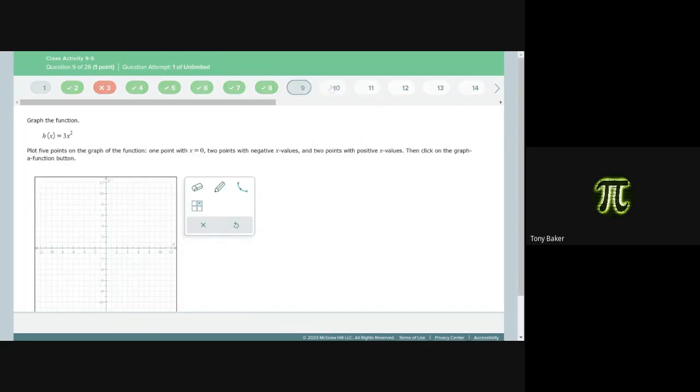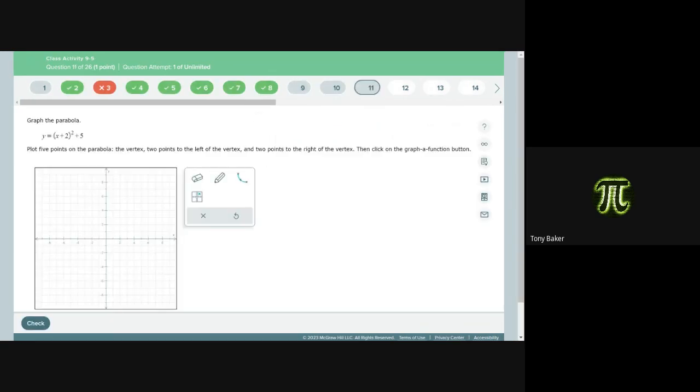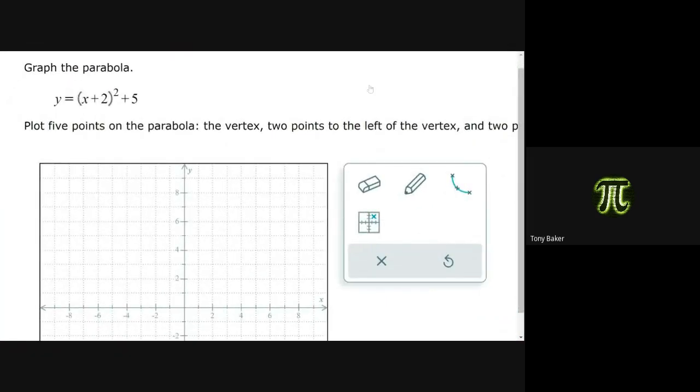I'm going to do that one's parabola. I want to do a complicated parabola. There we go. Let's do this one. It's not at 0. I wanted one that was not at 0.